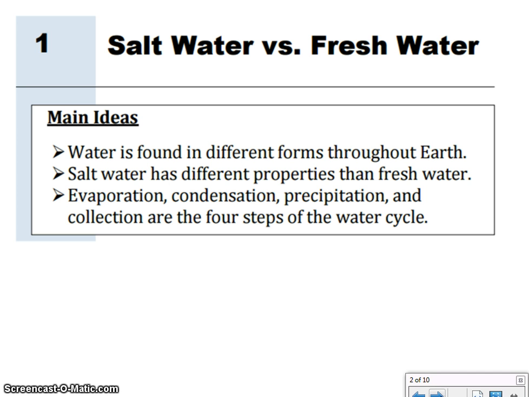Salt water versus fresh water. Main ideas. Water is found in different forms throughout Earth. Salt water has different properties than fresh water. Evaporation, condensation, precipitation, and collection are the 4 steps of the water cycle.